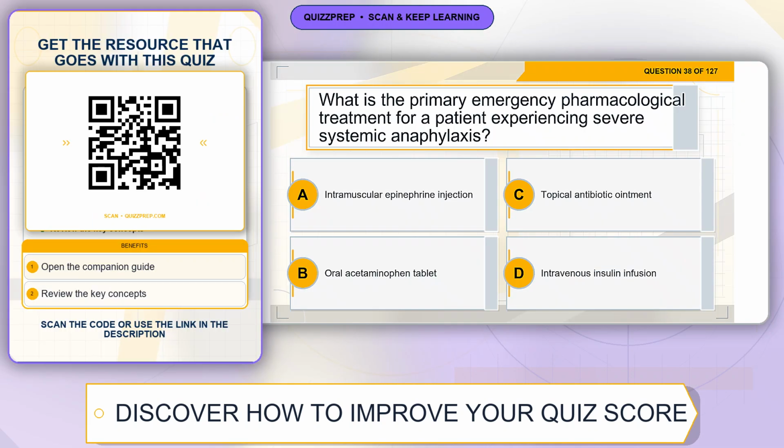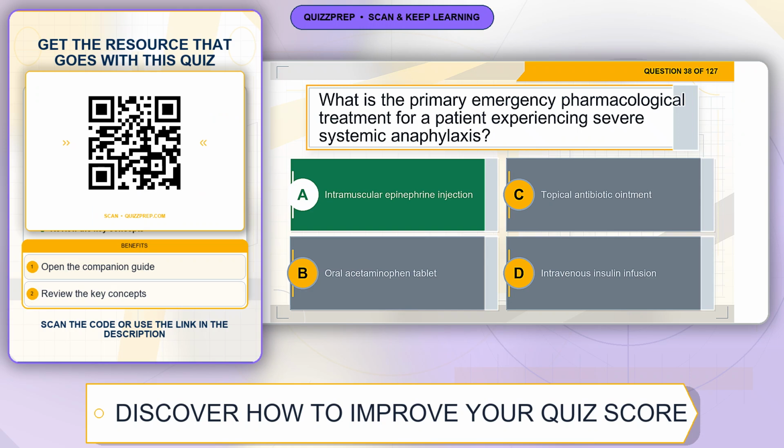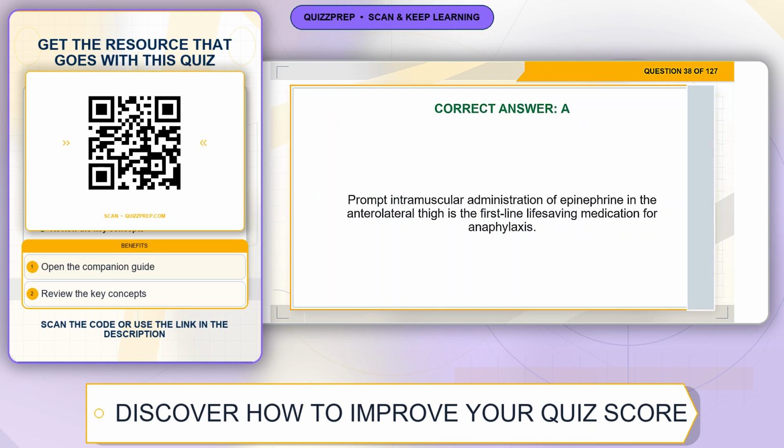Question 38. What is the primary emergency pharmacological treatment for a patient experiencing severe systemic anaphylaxis? Option A, intramuscular epinephrine injection. Option B, oral acetaminophen tablet. Option C, topical antibiotic ointment. Option D, intravenous insulin infusion. The correct answer is option A, intramuscular epinephrine injection. Explanation. Prompt intramuscular administration of epinephrine in the anterolateral thigh is the first-line life-saving medication for anaphylaxis.